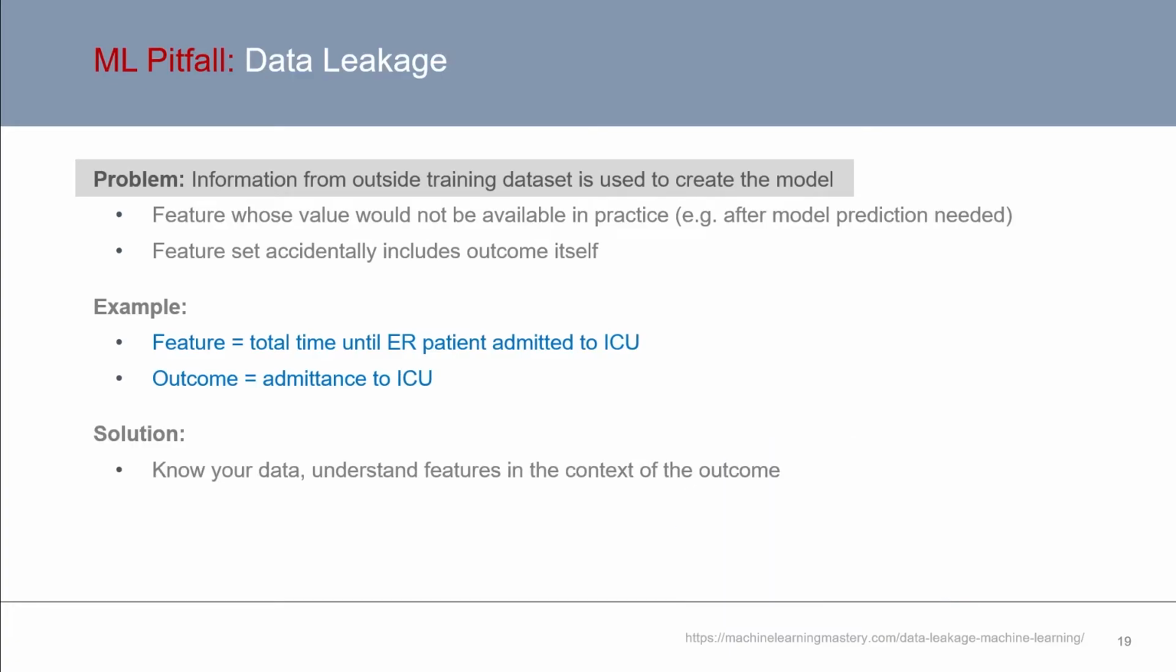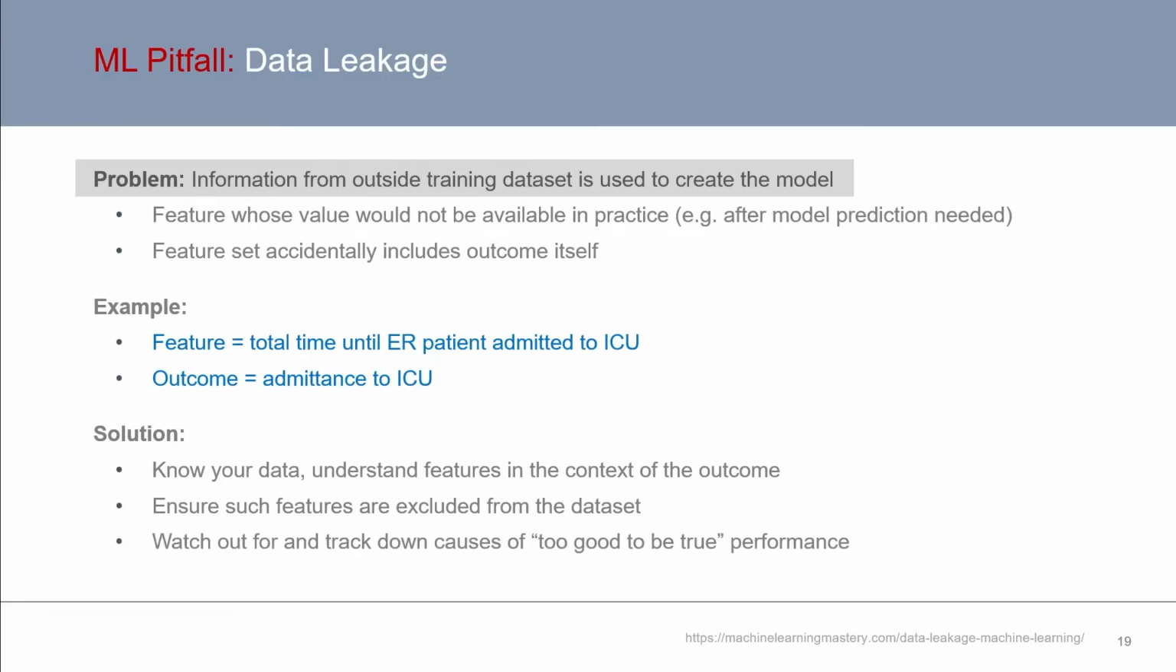Potential solutions here include getting to know the data and understanding what the features are or represent, in particular in the context of our target outcome. And of course, make sure to remove features that represent data leakage prior to analysis. And lastly, watch out for and track down causes of model performances that seem too good to be true. Often, the first question I ask when I train a perfect or high-performing model is, did I make a mistake? After all, being skeptical of your own work is a great way to avoid mistakes.